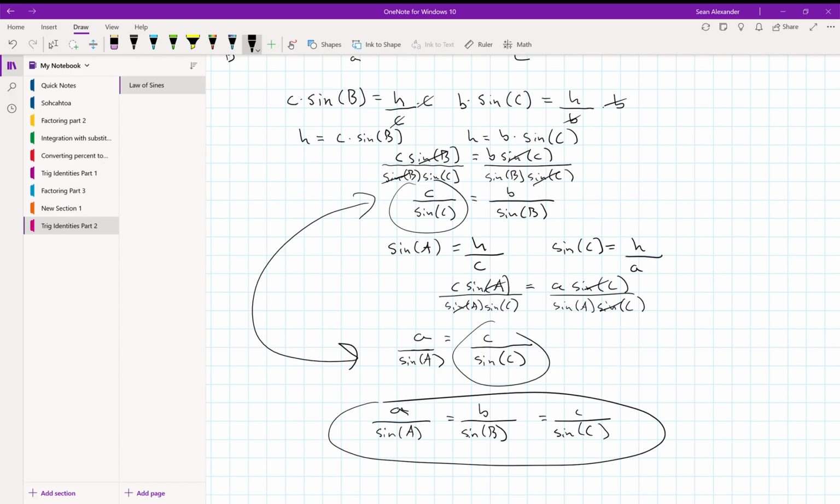You can see really what we did is just use SOHCAHTOA. We chopped a triangle that could be any triangle up into multiple triangles just by drawing an altitude. We used SOHCAHTOA on those two right triangles, and that's all there is to it. That gives you the law of sines. The cool thing about the law of sines is it applies to any triangle.